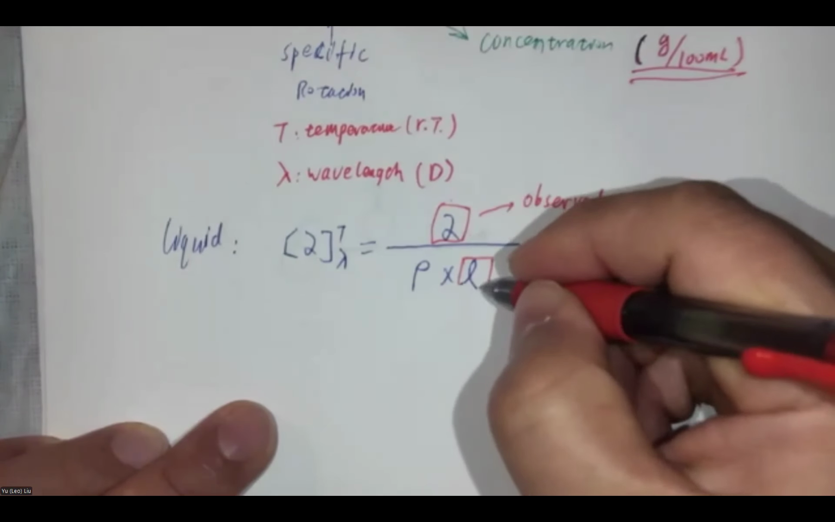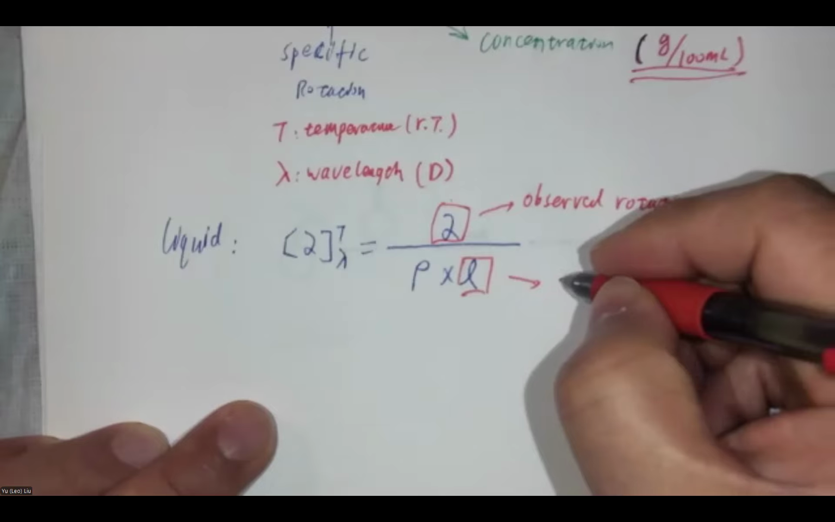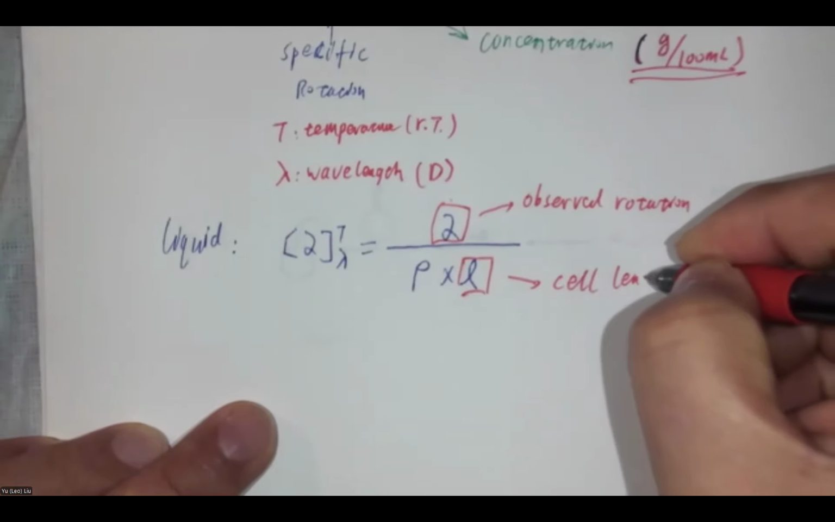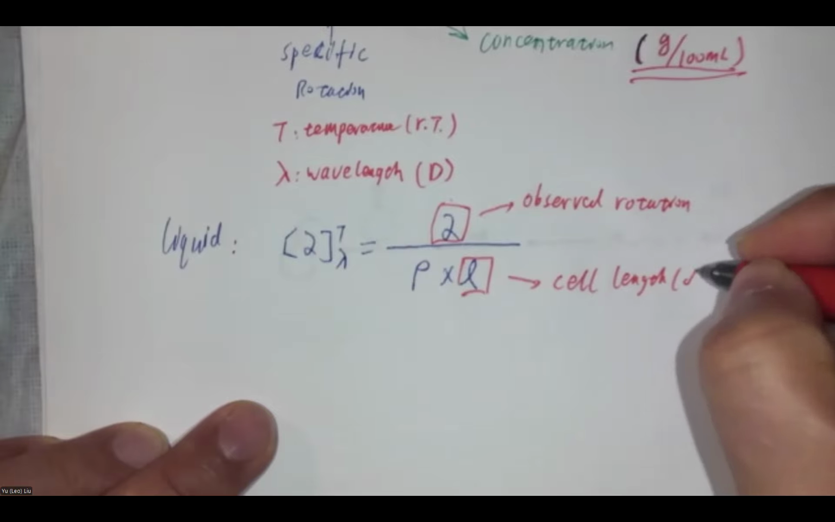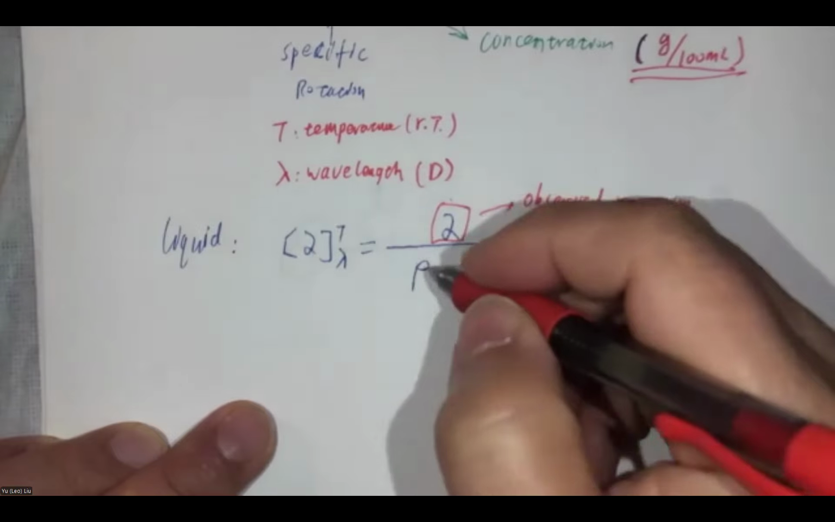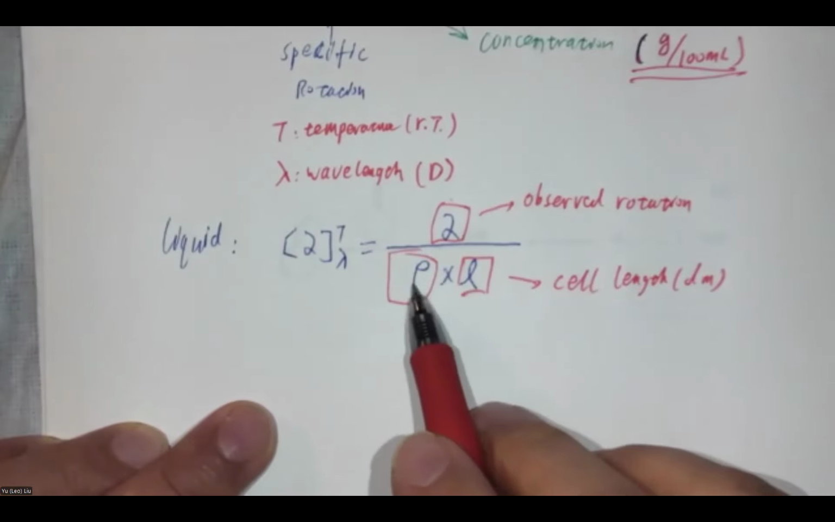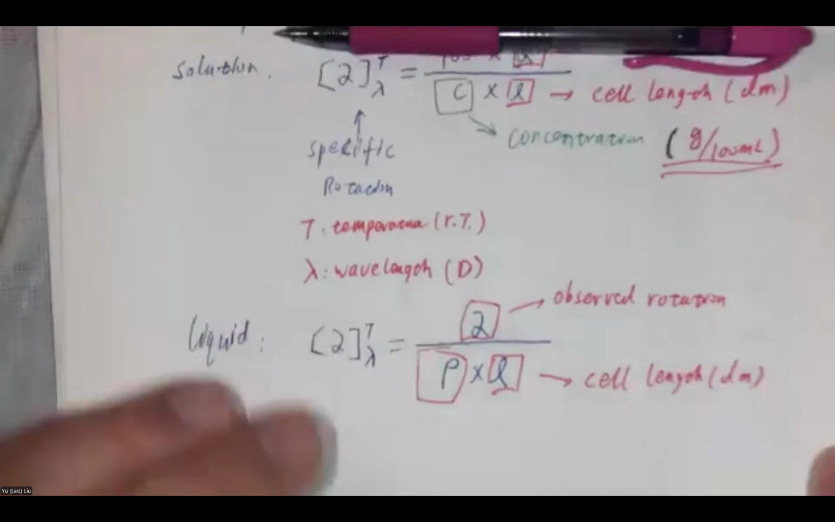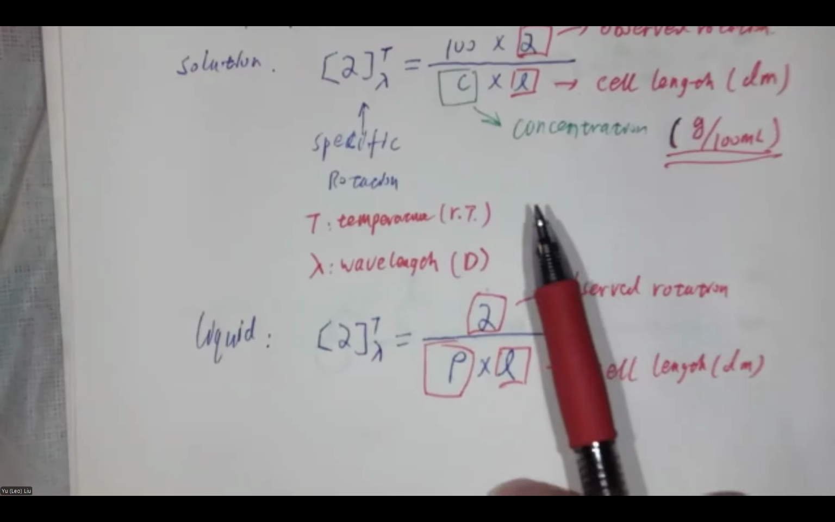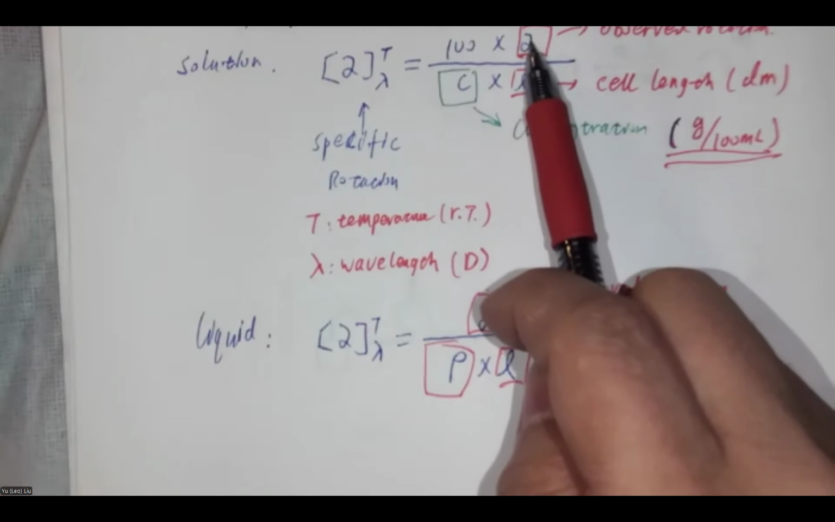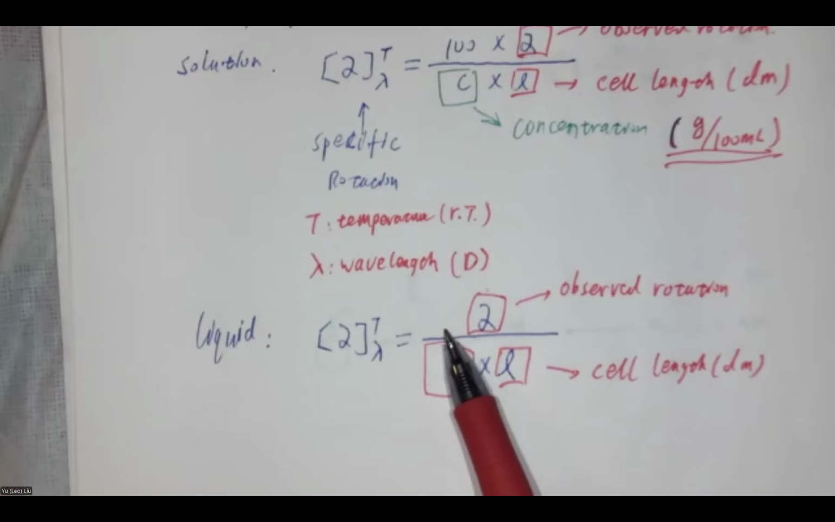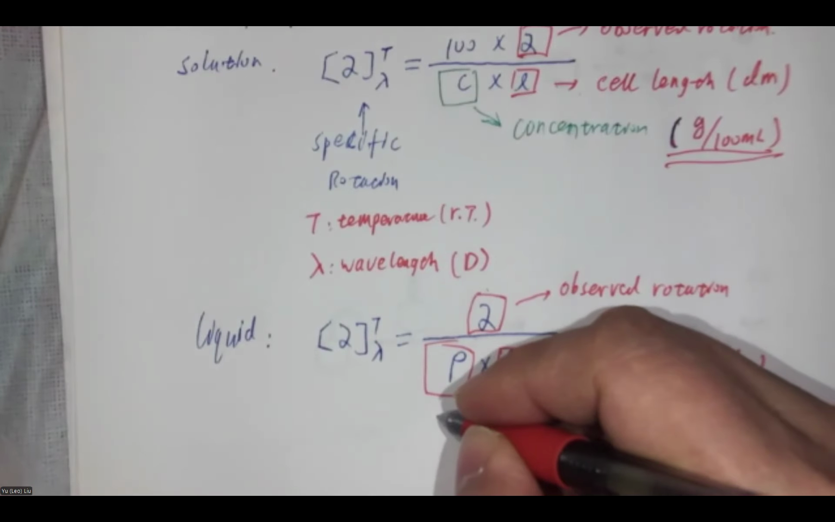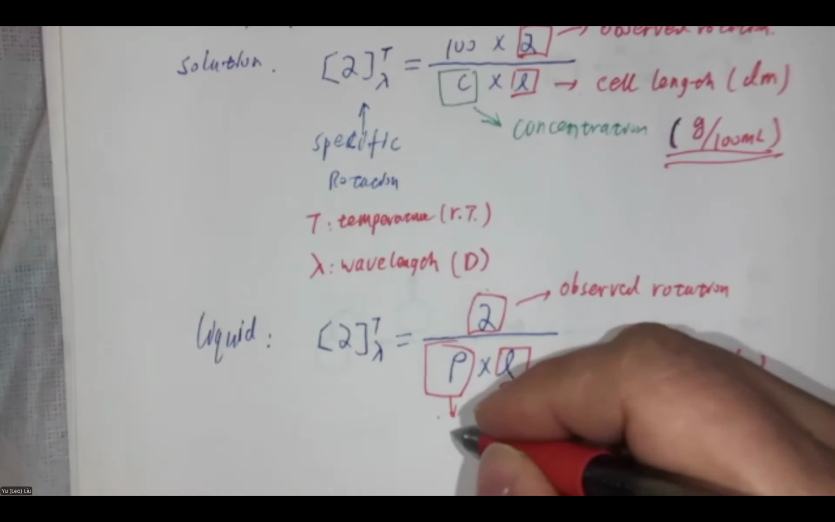And this L is still the cell length. The unit is still decimeter. The only difference is there is no 100 here. The solution formula has 100 times alpha, but for the observed rotation here there is no 100. Another difference is that we don't use concentration; we use the density of this liquid.